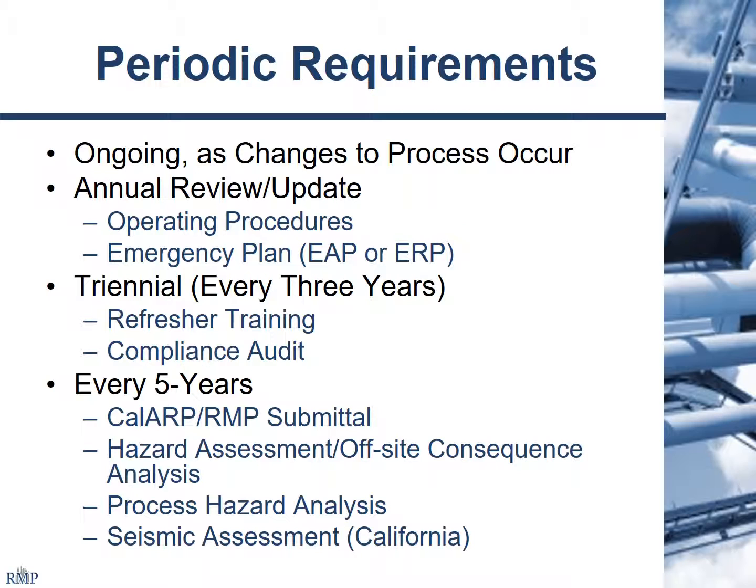For triennial requirements, at a minimum, refresher training and compliance audits should be performed. Again, refresher training is one of those that if the facility deems it necessary to be more often than 3 years, it should be done. This greatly comes into play with the operating procedures specifically, or if you have someone come in who may be a new hire between your standard schedule for training. And every 5 years, the CalARP and RMP submittals are due, as well as the hazard assessment or OCAs, the PHAs, and specifically in California, the seismic assessments.